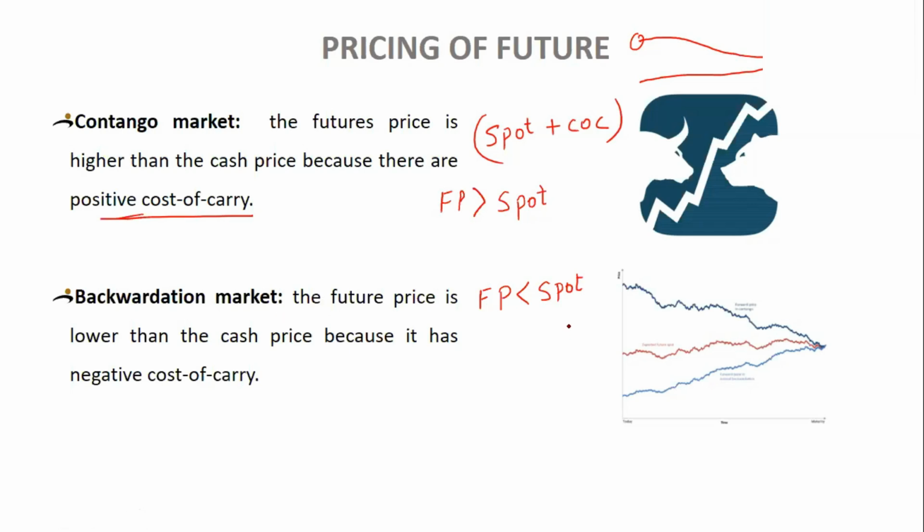In case of backwardation, your cost of carry is negative, so your futures prices will be below your spot price. And by the end of maturity, they will converge together. So this is your futures price and this is your spot.